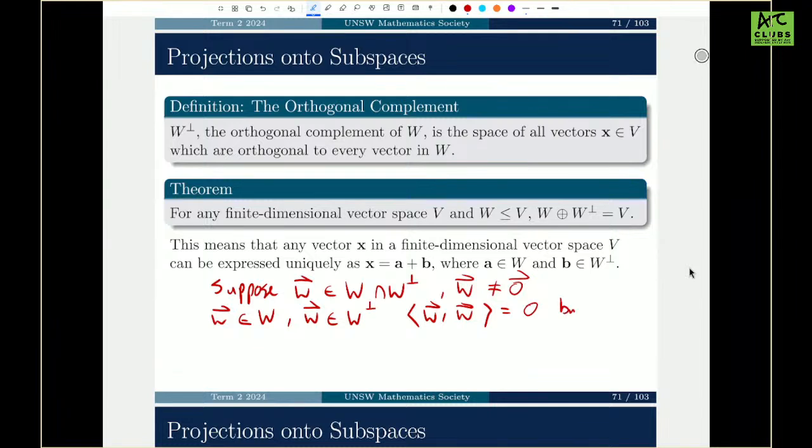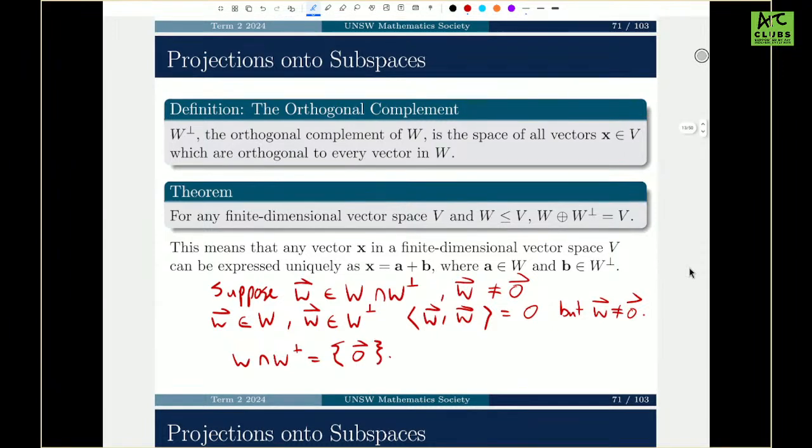But W is not the 0 vector. So yeah, that's a bit unfortunate for us, because this is impossible. This is a contradiction because the inner product has to be positive definite, which means that not only is it greater than or equal to 0, but it's only 0 when we plug the 0 vector in. But we said that W is not the 0 vector. So that means that the intersection of this must be the 0 vector. There's nothing in there. So the sum's direct.